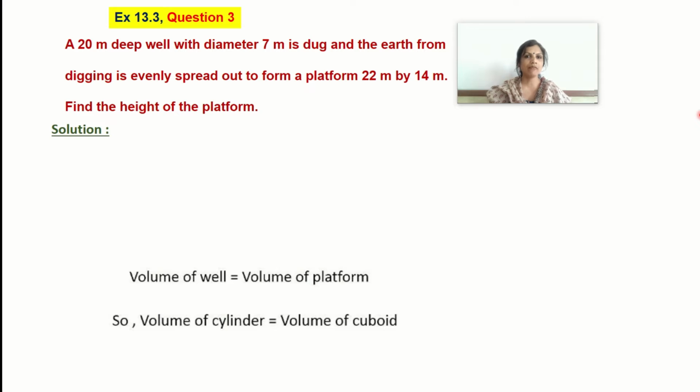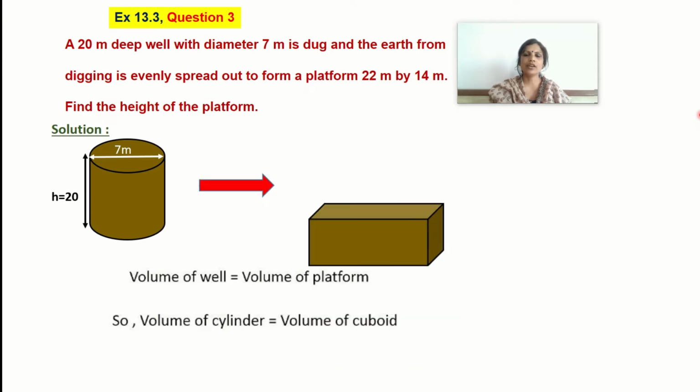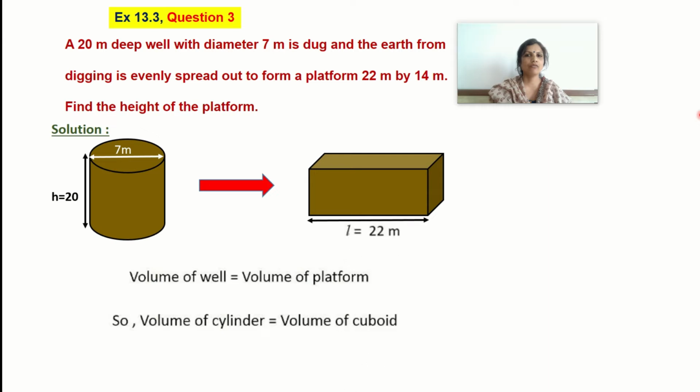Let's draw the diagram first so that you will understand the sum better. So a cylindrical well with 20 meter deep, that is the height given to us. The diameter of the well is given as 7 meter and the earth from the digging is evenly spread out to form a platform. Length of the platform is 22 meter, breadth is 14 meter, and we have to find the height of the platform. Now the sum is very clear, right?